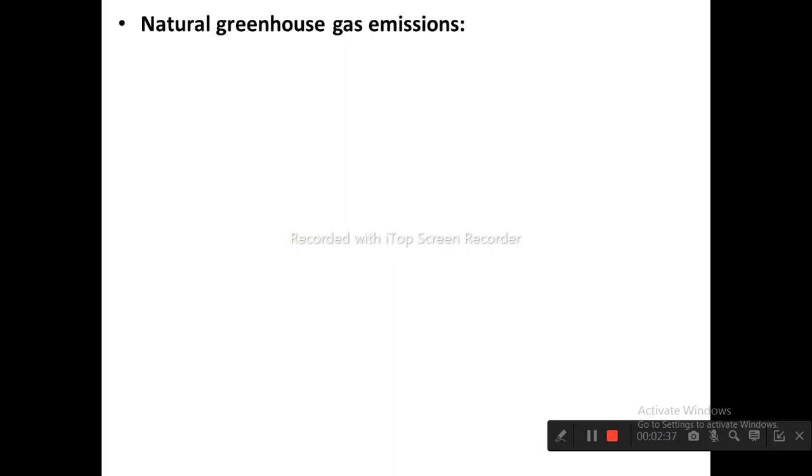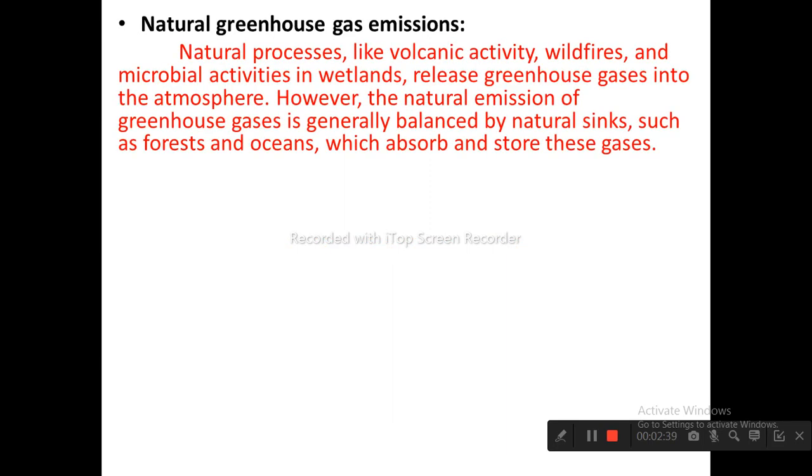Natural greenhouse gas emission. Natural processes like volcanic activity, wildfire, and microbial activities in the wetlands release greenhouse gases into the atmosphere. However, the natural emission of greenhouse gases is generally balanced by natural sinks such as forests and oceans, which absorb and store these gases.